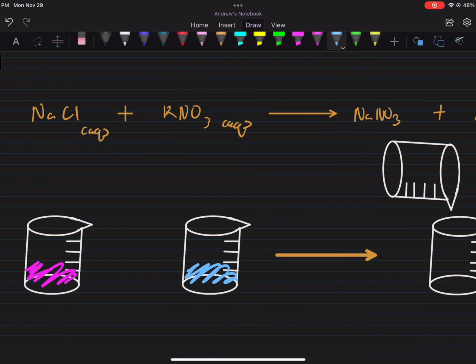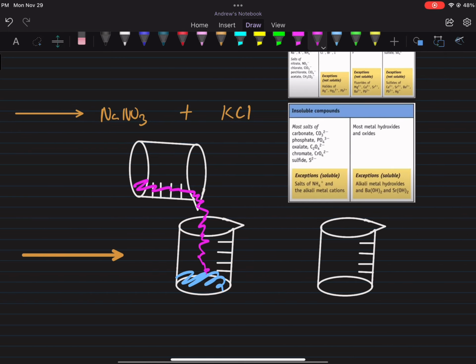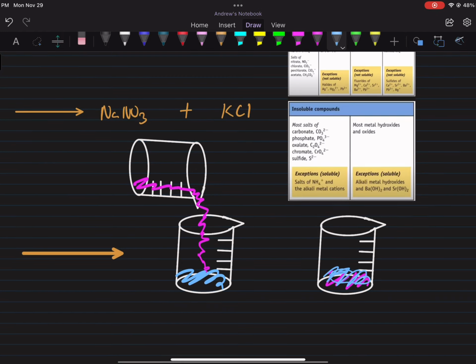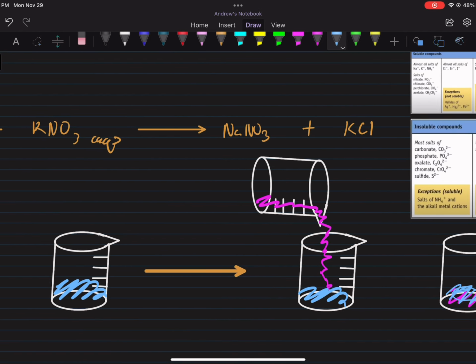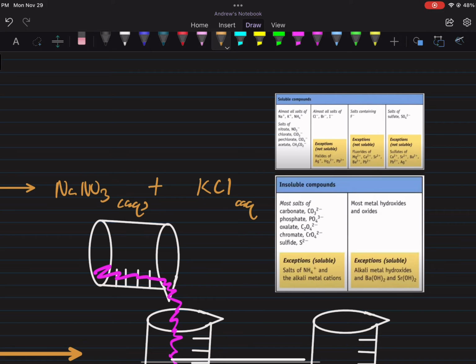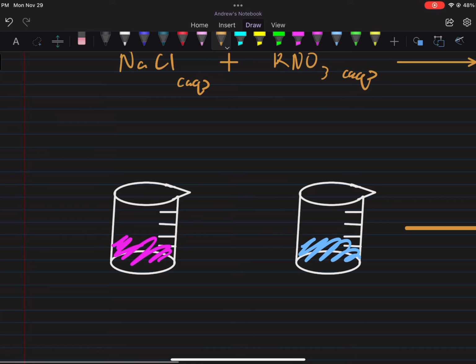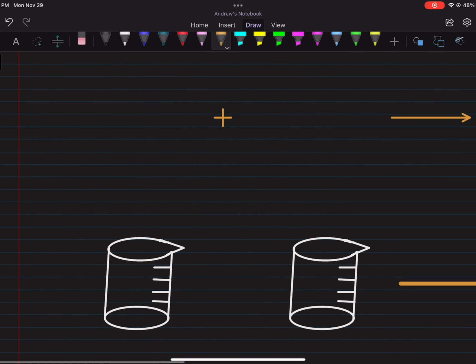And we will see whether or not, depending on the solubility rules, a precipitate will form. So if we check the solubility rules, since sodium nitrate is part of the soluble compounds, it will be aqueous. And since potassium chloride is also part of the soluble compounds, it will also be aqueous. So there will be no precipitate formed from this reaction. Let's move on to another reaction.